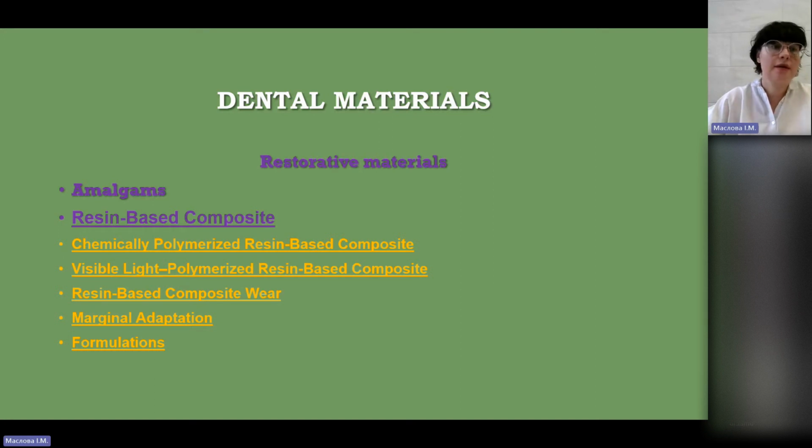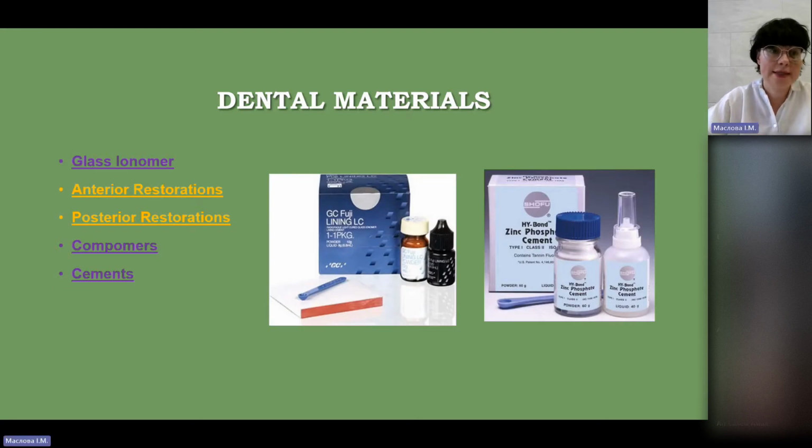Restorative materials, it's amalgams or resin-based composite. Resin-based composite is a chemically polymerized resin-based composite. Visible light polymerized resin-based composite. Resin-based composite wear, marginal indentation and formulation. Except amalgams and resin-based composite, there exists the universal dental material with carious protective properties. This is glass ionomer cement.